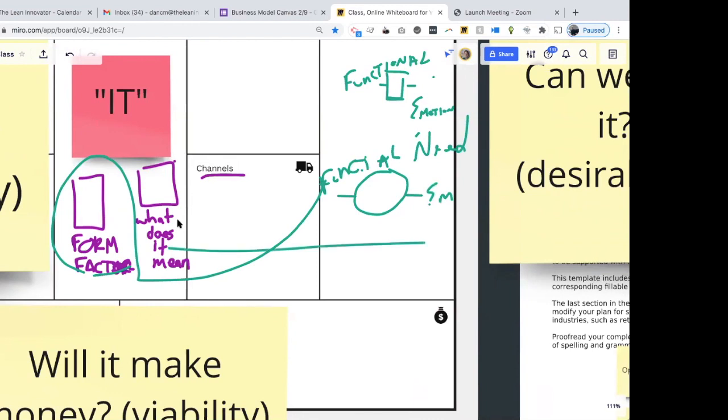So, I'm sorry, the functional need is basically just what they need, like needing a notebook, like you said. Basically they actually need the product.